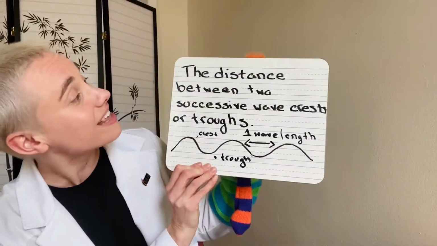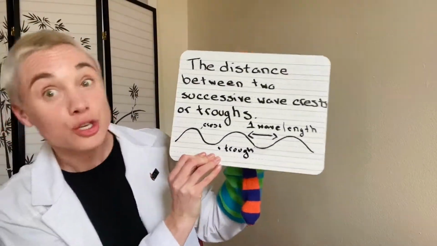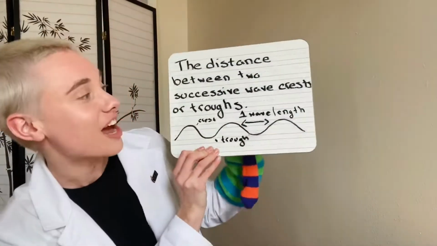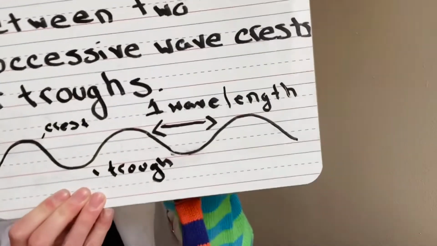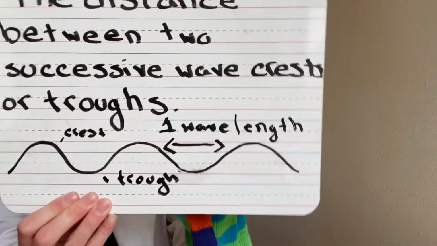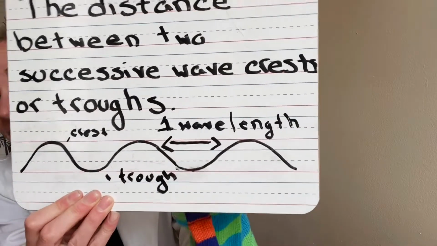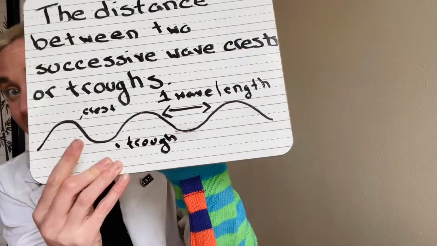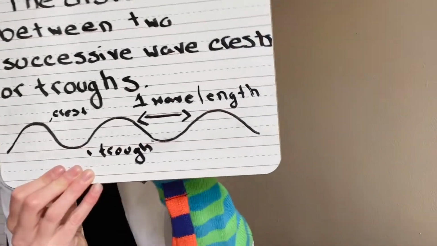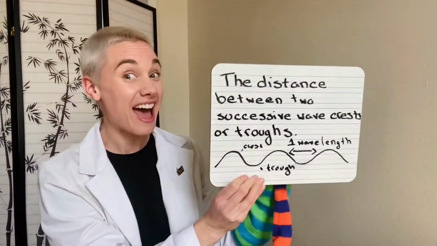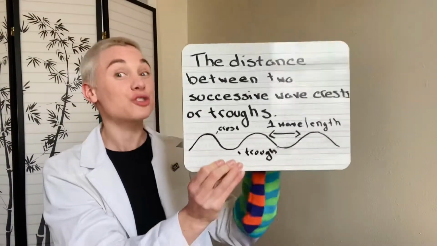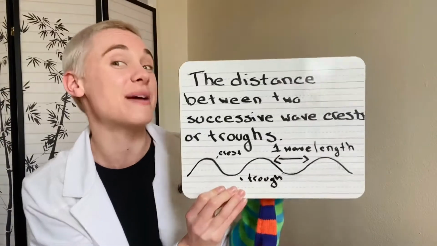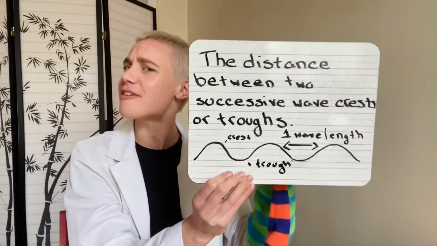The definition of wavelength is the distance between two successive, that means next to each other, wave crests or troughs. The crest is where the wave is at its highest peak. The trough is the lowest peak. And the wavelength is just the distance between either two crests or two troughs. So the color red has larger wavelengths and the color blue has smaller wavelengths. I'm going to demonstrate this later using a fancy string.